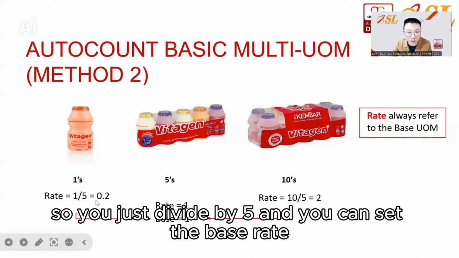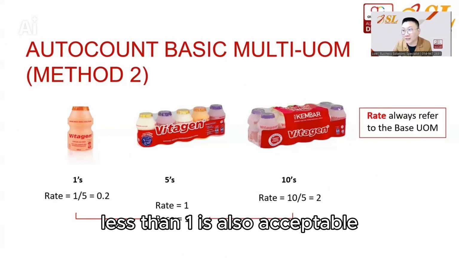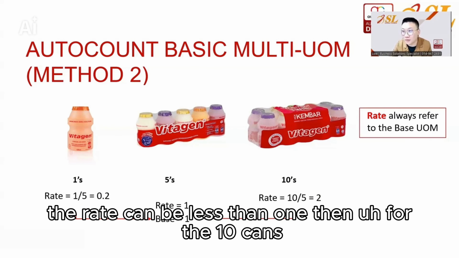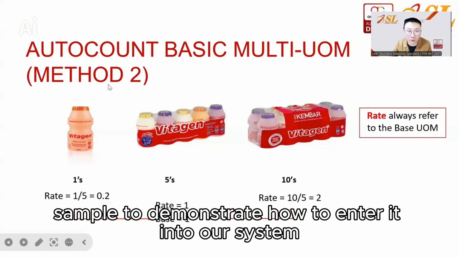So you just divide by 5, and you can set the base rate directly to 0.2. That's fine. Less than 1 is also acceptable. The rate can be less than 1. Then for the 10 cans, 10 divided by 5, so the rate is 2. We'll use this sample to demonstrate how to enter it into our system.